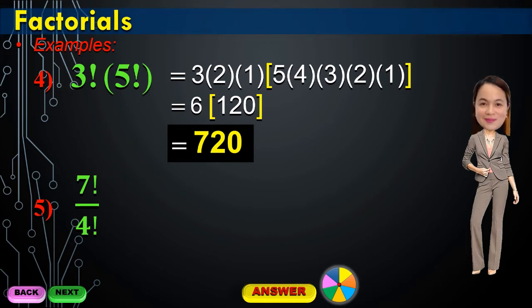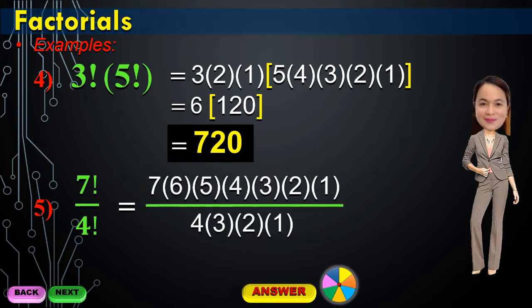Next, number 5. 7 factorial divided by 4 factorial. Get first the factorial of 7 factorial. So that is 7 times 6 times 5 times 4 times 3 times 2 times 1. And then 4 factorial, we have 4 times 3 times 2 times 1. Now, look at the numerator and the denominator. Since they have common numbers, we can cancel or divide the common numbers.